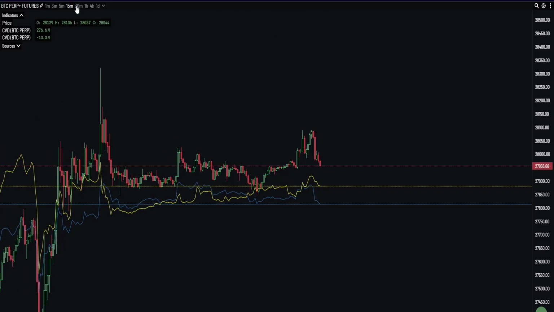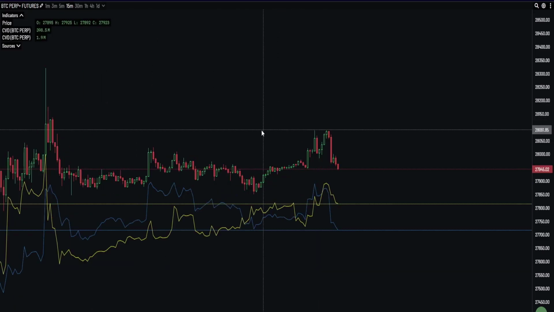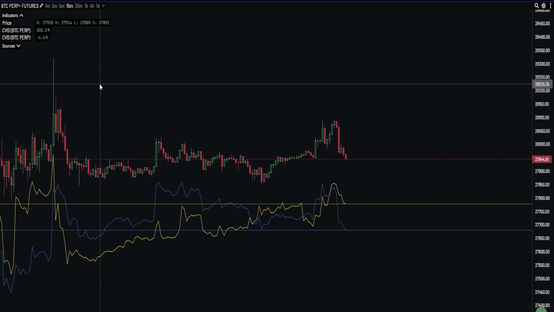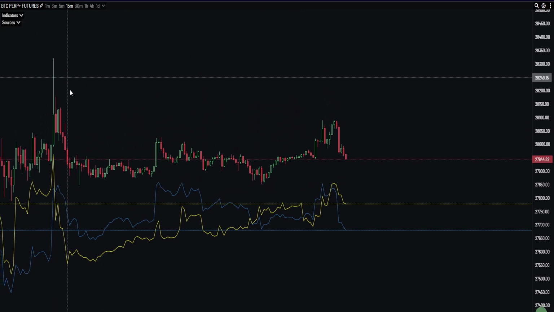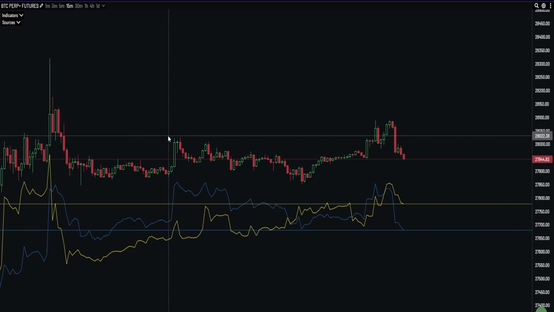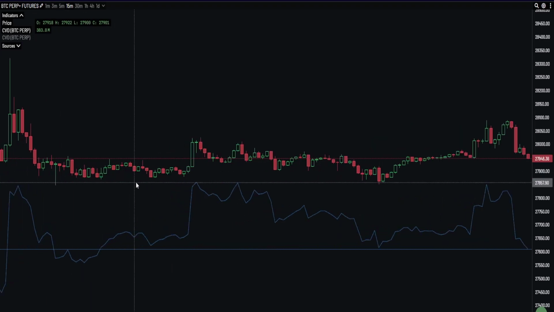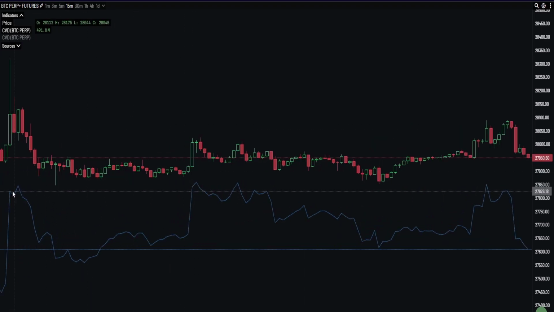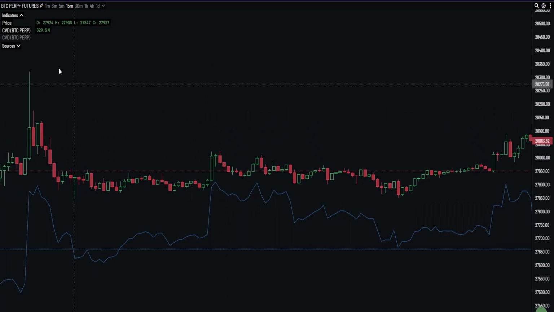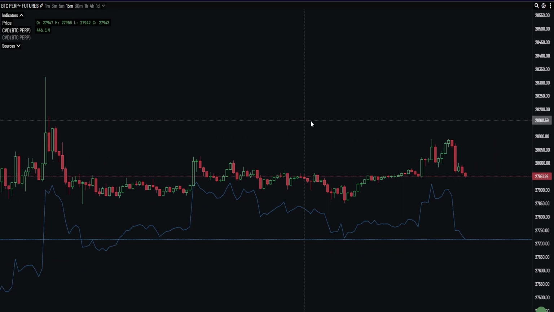Also, if we look at the CVD divergences over here, then what you can see is we did have some bearish CVD divergences before. So over here, lower high on price, right? And let me actually remove the yellow line for a second. Lower high on price, but then if you look at blue and you keep an eye on this high over here, you can see that we have a higher high on the CVD.